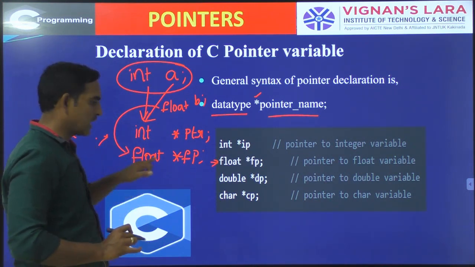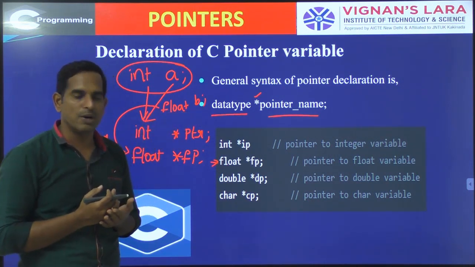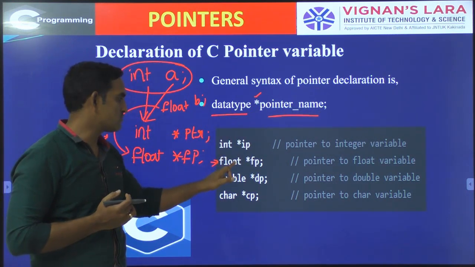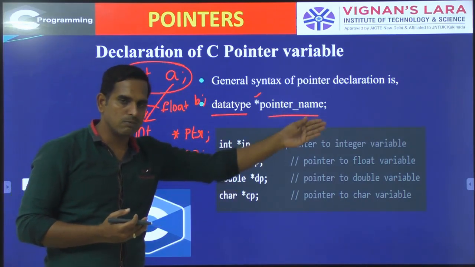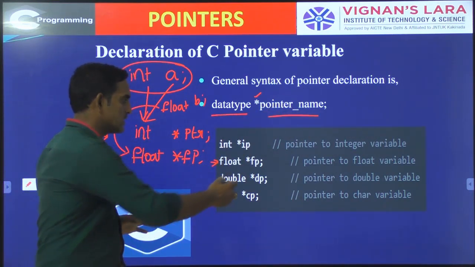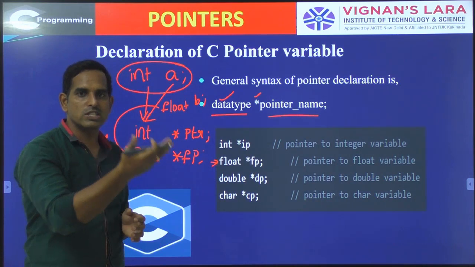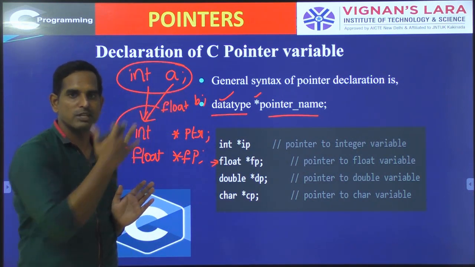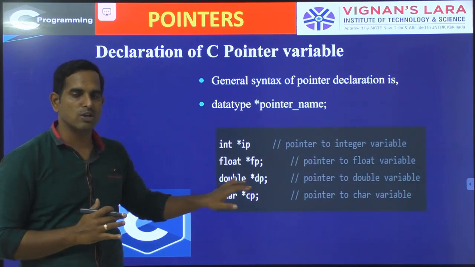Okay, so the data type here specifies to which data type I am pointing to. If I am specifying int, my IP is pointing to an integer. If I am specifying float, I am telling that my pointer is pointing to a floating point value. Double means double value. Char means it is pointing to one character value. Each and everything will store the memory addresses, but the data type specifies to which variable it is pointing to. Integer means it is pointing to an integer. Floating point means it will be pointing to a floating point value. That is the declaration of your pointer.